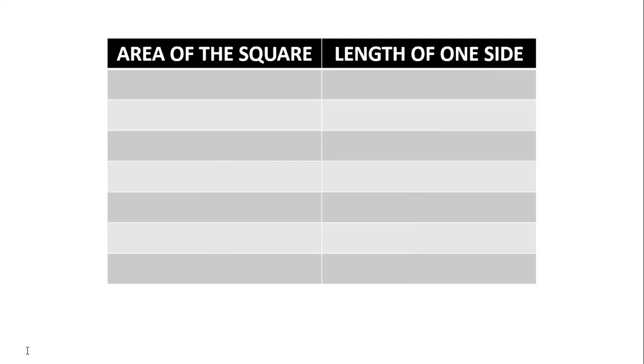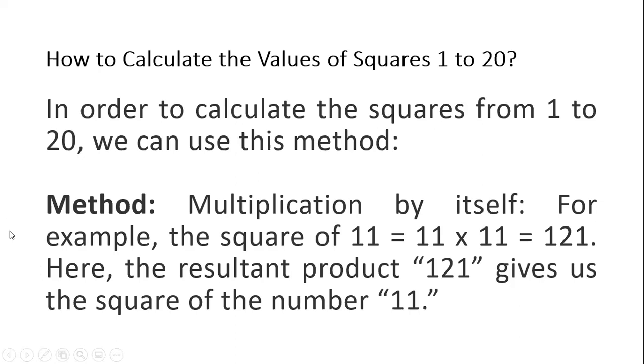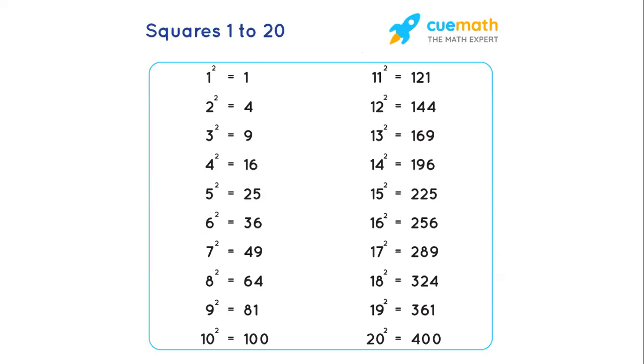So where are those? This is what I was telling you a while ago. For you to calculate the values of squares of 1 to 20, you may multiply the number by itself. For example, the square of 11 is 11 times 11, so you'll get the perfect square 121. It gives you the square of the number 11. Here are the rest of the perfect squares.